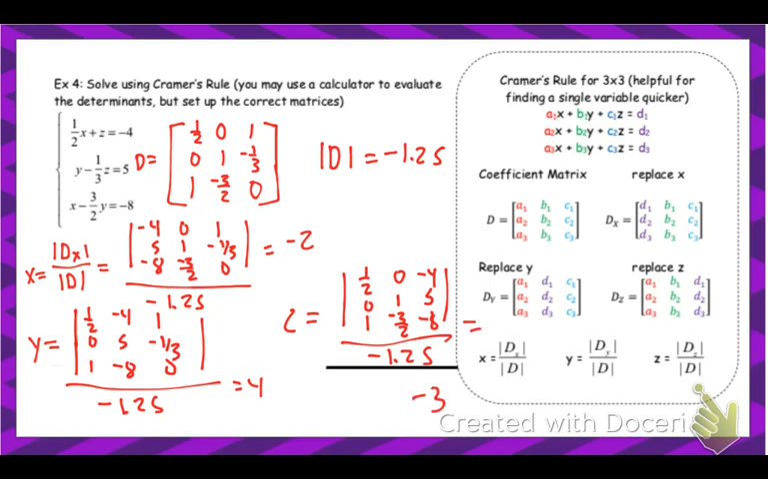All right, so that's it for determinants and Cramer's rule. We'll use determinants again next class when we get to inverses, and we'll look at a couple other ways that we can solve systems using matrices.